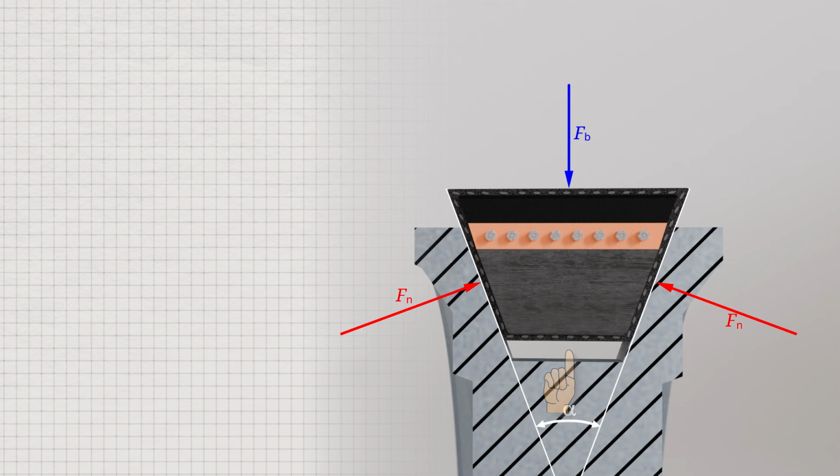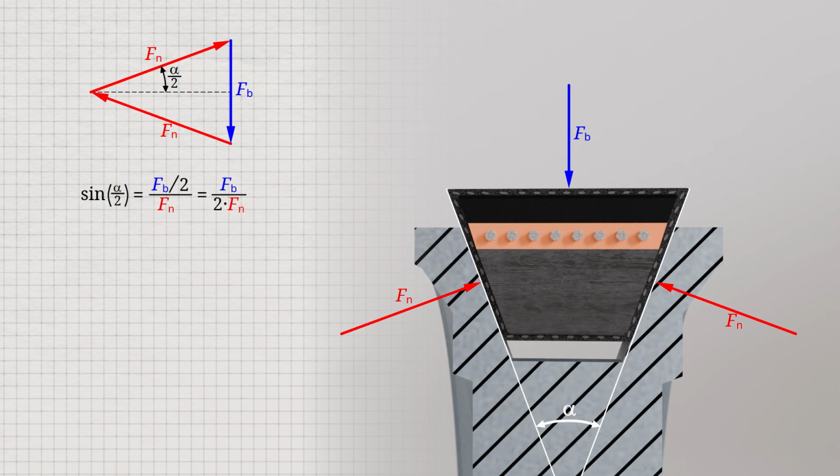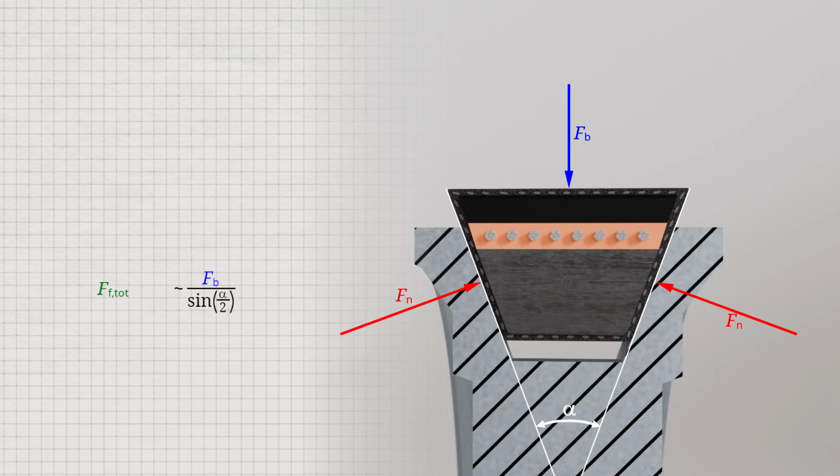The normal forces Fn acting on the flanks are in equilibrium with the radial bearing force Fb. In this way, the relationship between the radial force Fb and the normal forces Fn can be established using the groove angle alpha. Since the frictional force Ff is proportional to the normal force Fn, according to Coulomb's law, the frictional forces acting on the flanks are related as shown. Note that this frictional force acts equally on both flanks, so the total frictional force is doubled. Therefore, the relationship shown applies to the total frictional force.